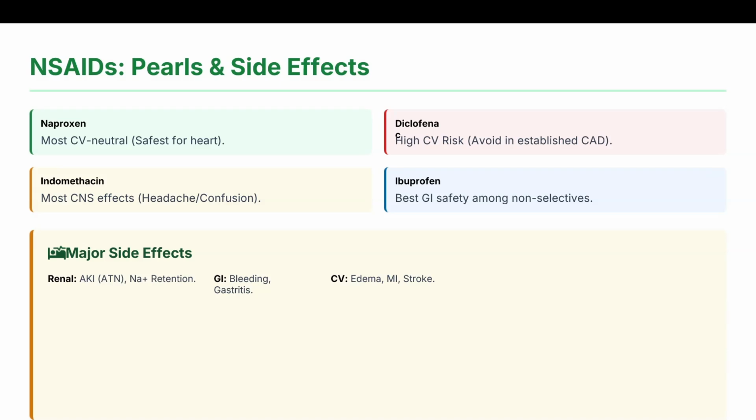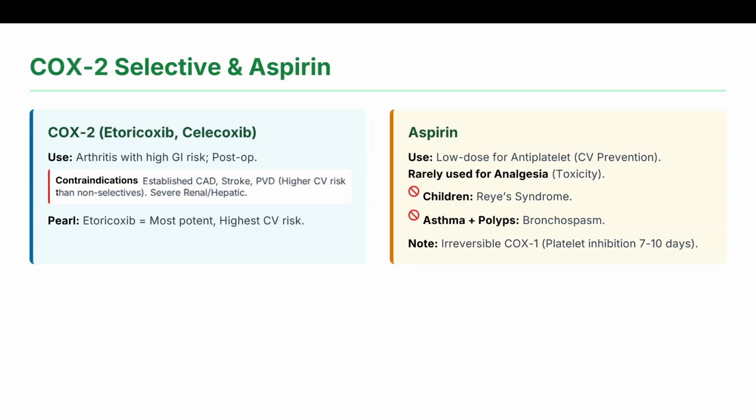Diclofenac is the most cardiotoxic NSAID, so avoid it in established coronary artery disease. Ibuprofen has the best GI safety among non-selective NSAIDs. The major side effects are acute kidney injury, specifically acute tubular necrosis, sodium retention, GI bleeding, and gastritis. Cardiovascular effects include edema. It can itself induce myocardial infarction as well as strokes. So let's go into COX-2 selective drugs, which are etoricoxib and celecoxib.